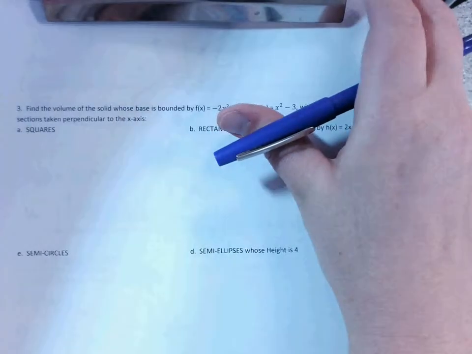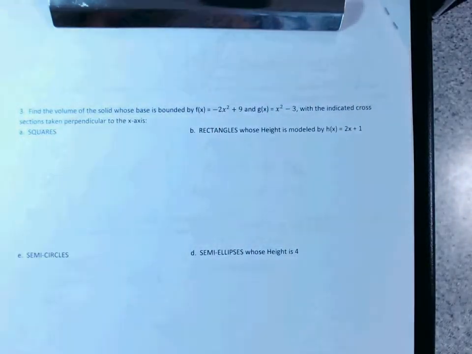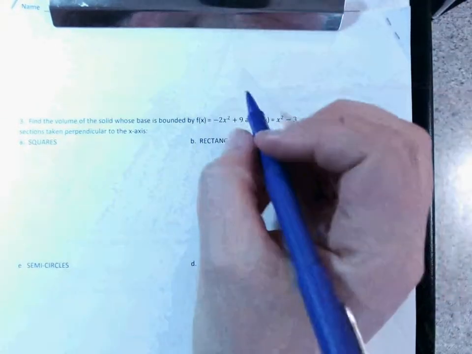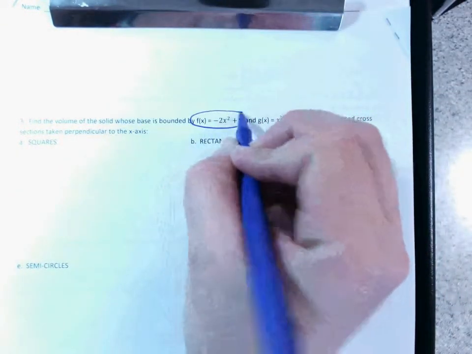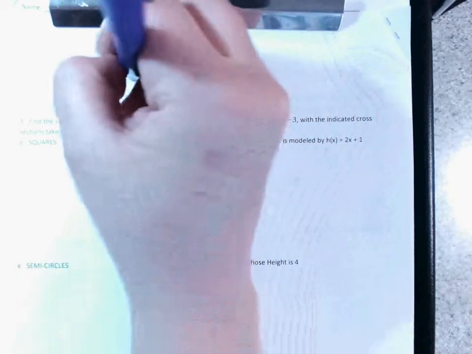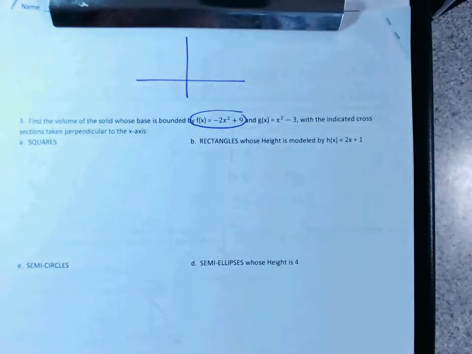Actually, go to this one. I want to do the last one. This is a better example. Okay, so I want negative x squared plus 9 and x squared minus 3. What are my shapes going to be? This is the last one in your packet. How's that one shaped? Downwards, and it starts where? At 9.